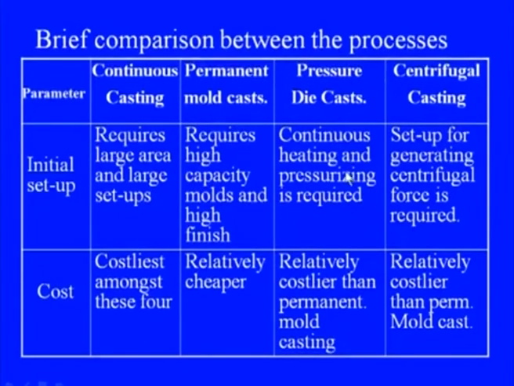In case of pressure die casting, continuous heating and pressurizing is required, and in case of centrifugal casting, a setup for generating centrifugal force is required. That means we can see in all 4 processes different conditions are required. In one case, a centrifugal force generating system is required. In another case, high pressure is required, that is pressure die casting, whereas in another case high capacity and high finish is required in permanent mold casting.